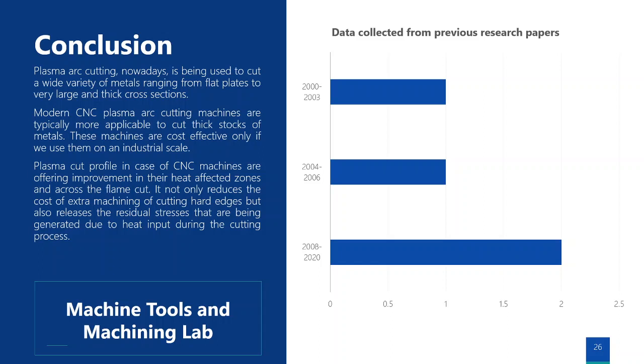Plasma cut profiles in the case of CNC machines offer improvement in the heat affected zone and across the flame cut. It not only reduces the cost of extra machining of cutting hard edges but also releases the residual stresses that are generated due to the heat input during the cutting process.